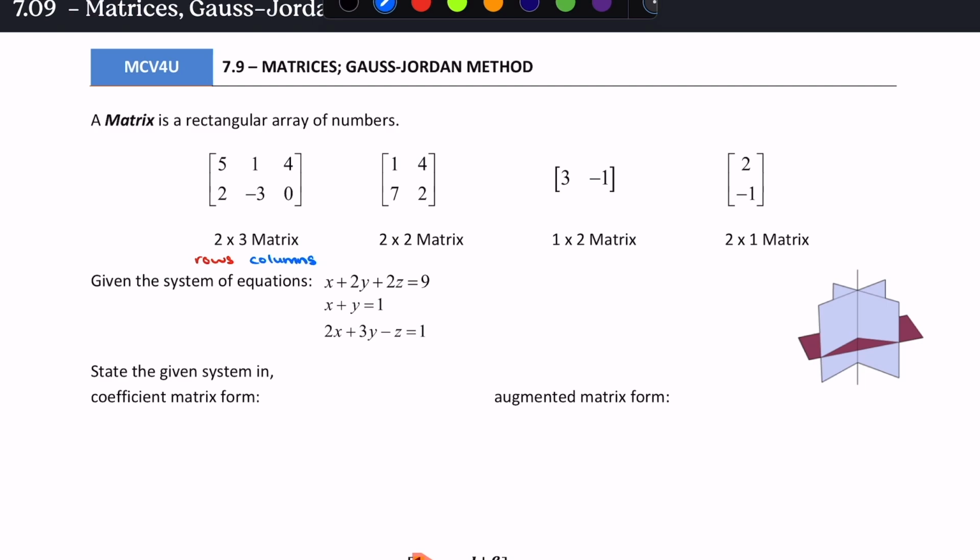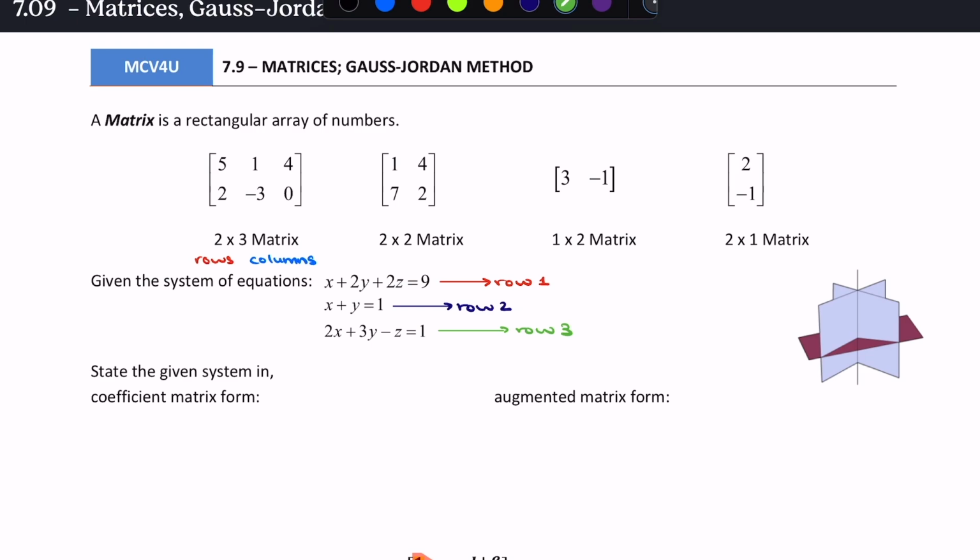So here we have a system of equations: x plus 2y plus 2z is equal to 9, x plus y is equal to 1, and 2x plus 3y minus z is equal to 1. We want to take this system of equations and convert it into matrix form. Here we're going to label the first equation as row 1, the second equation as row 2, and the third equation as row 3.